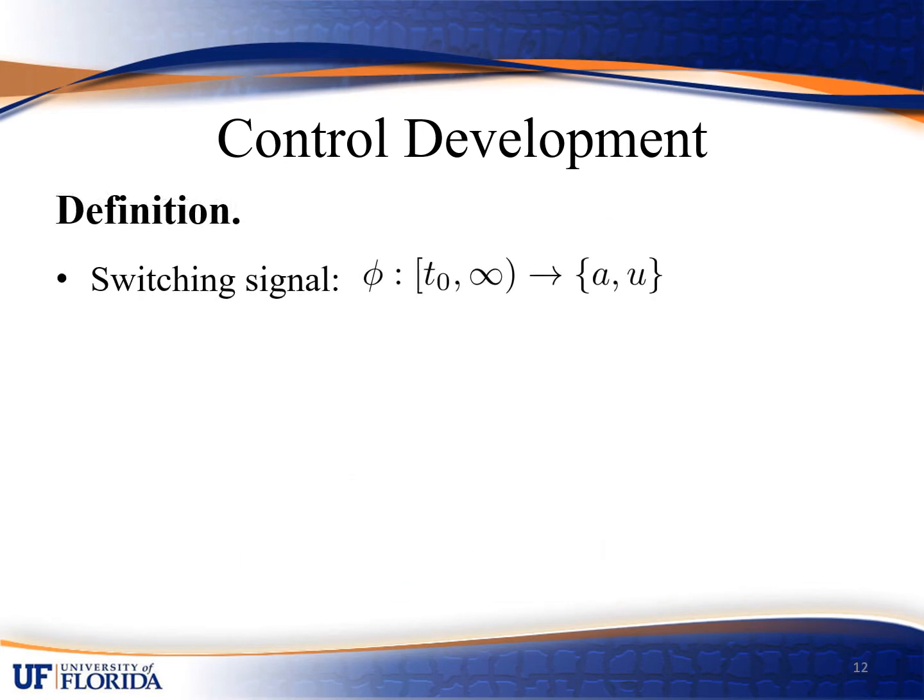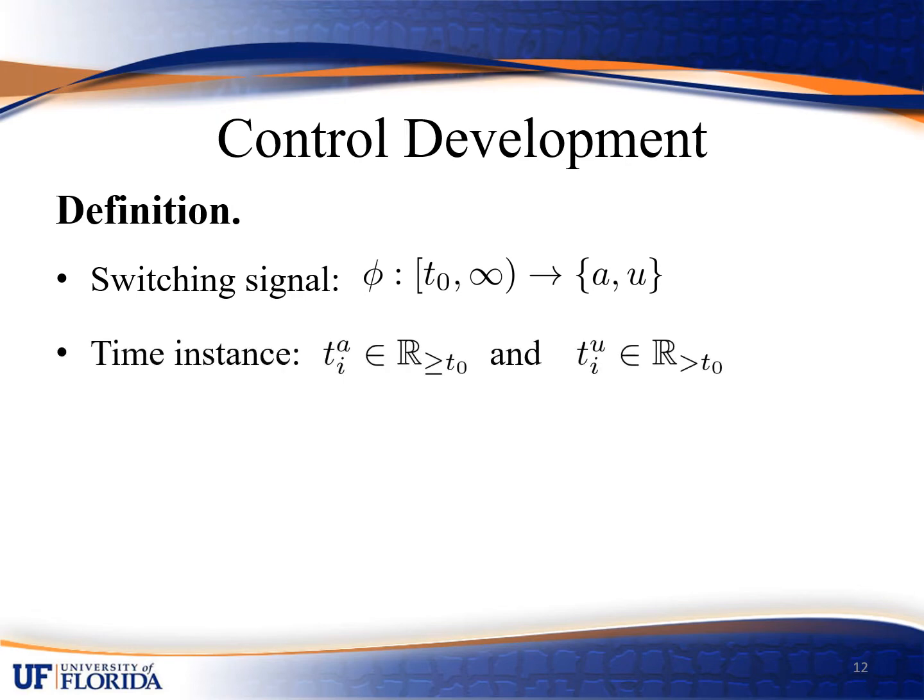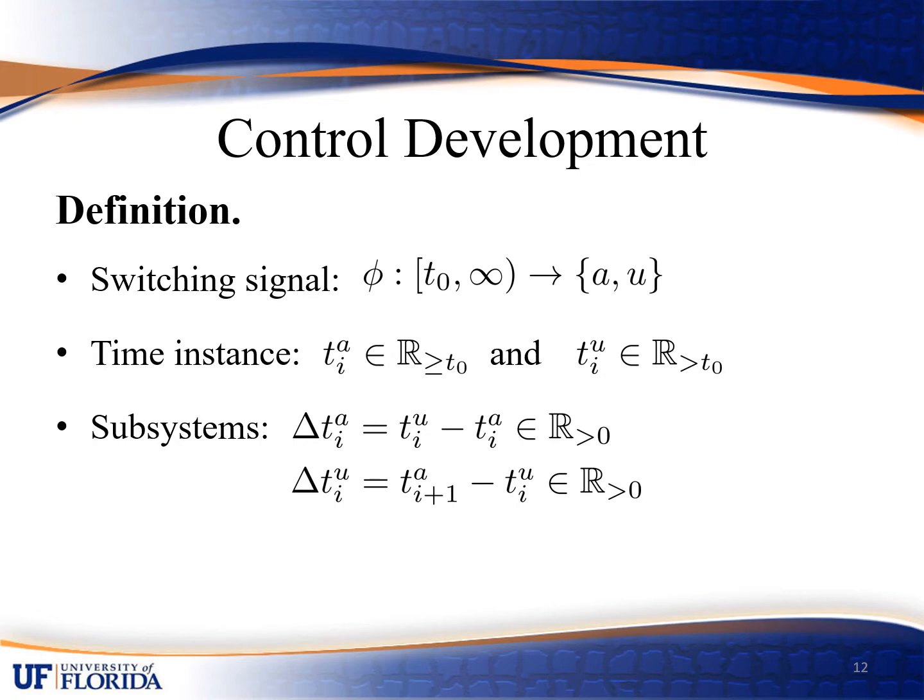To integrate the switched system in the analysis, here are some definitions. Let phi be a switching signal, where A indicates the feedback is available and U indicates feedback is unavailable. Let t_i^A denote the time of the ith instance at which phi is equal to A, and let t_i^U denote the time of the ith instance when phi is equal to U. The dwell time of the ith instance of each subsystem is defined as delta t_i^A and delta t_i^U respectively.